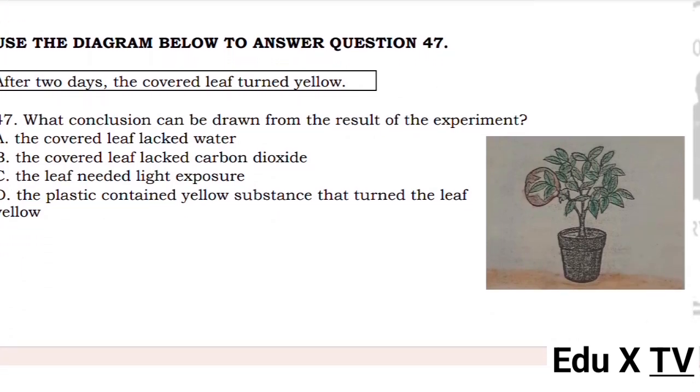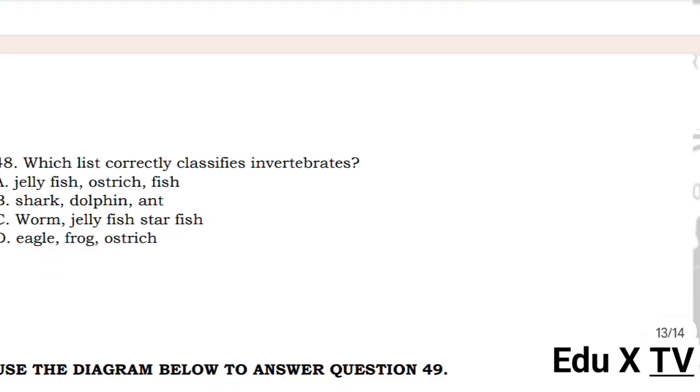Use the diagram below to answer question 47. After 2 days, the covered leaves turned yellow. Number 47. What conclusion can be drawn from the result of the experiment? The answer is B. Number 48. Which list correctly classifies invertebrates? The answer is B.